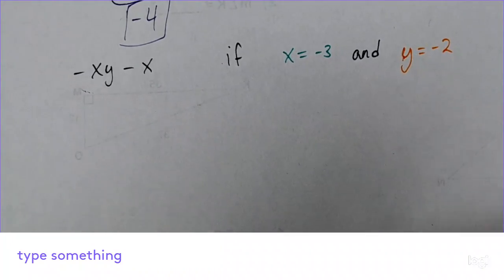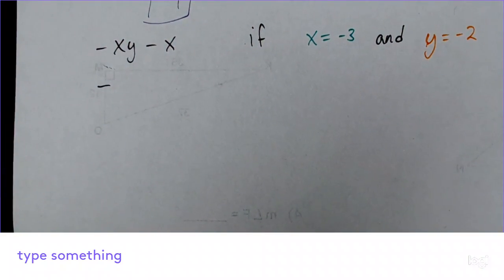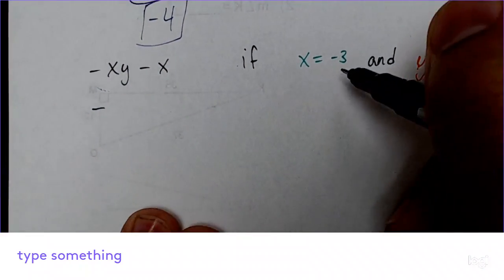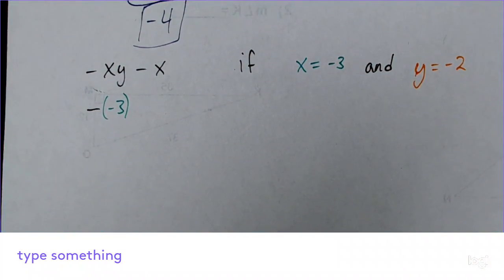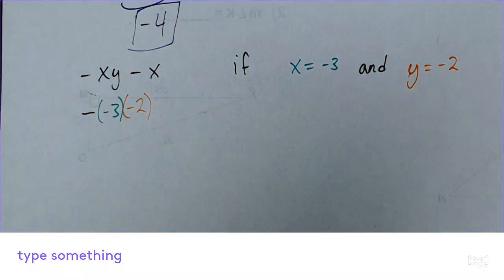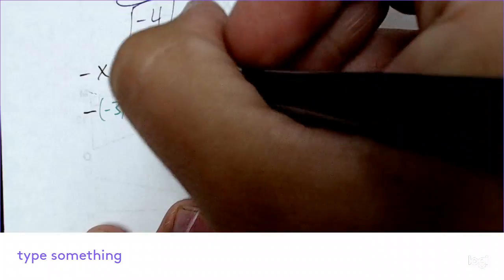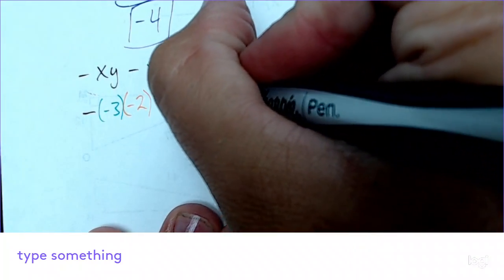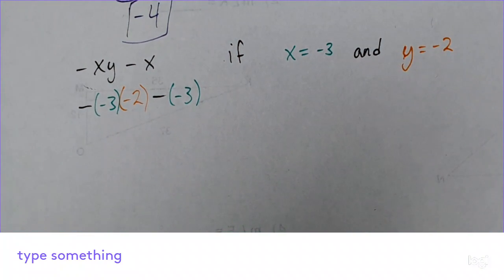So let's start with the minus sign. I'm going to copy down the minus sign. Next, I'm going to put in the letter X in parentheses. So now I put parentheses, -3, end parentheses. Now I write the letter Y in parentheses because that's the next thing, and that's going to be -2. Up next is that minus sign. That's no change, so I put the minus sign. And then last, I'm going to plug in the other X, which is going to be parentheses -3. Now I'm done rewriting the problem.